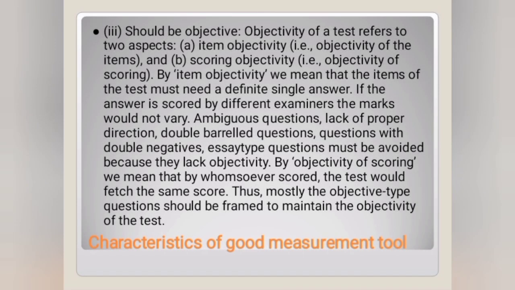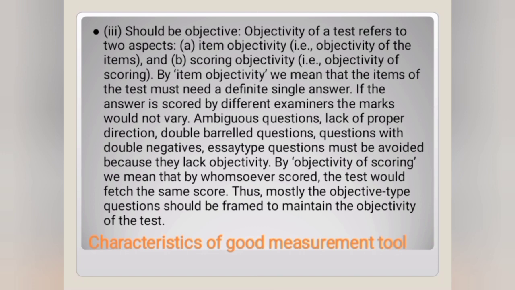Third one is, it should be objective. Objectivity of a test refers to two aspects. One is item objectivity, that is, objectivity of the items. Second one is scoring objectivity, objectivity of scoring. By item objectivity, we mean that the items of the test must need a definite single answer. So if the answer is scored by different examiners, the marks would not vary. So ambiguous questions, lack of proper direction, double-barreled questions, questions with double negatives, and essay type questions must be avoided because they lack objectivity. By objectivity of scoring, we mean that by whomever scored, the test would fetch the same score.